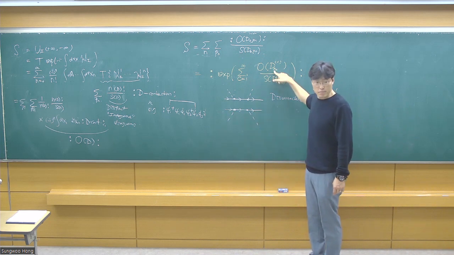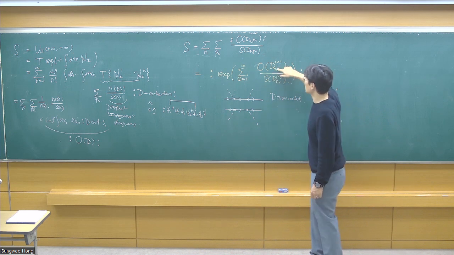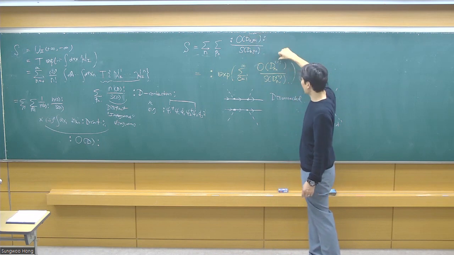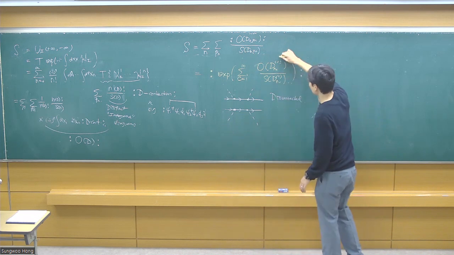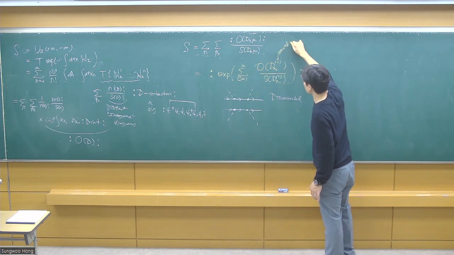Then what is the superscript of D? I mean, C, or D, yes. This is just to make a distinction, because this is an arbitrary diagram, and this is a connected diagram. So this means I'm only looking at the connected diagrams.